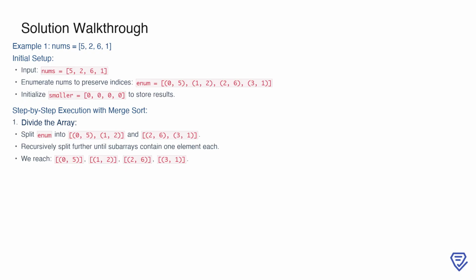The approach relies on a modified merge sort. In the divide step, we recursively split the enumerated array into smaller subarrays until each subarray contains only one element. For this example, we split (0, 5), (1, 2), (2, 6), (3, 1) into (0, 5), (1, 2) and (2, 6), (3, 1), and then further split these subarrays into (0, 5), (1, 2), (2, 6), and (3, 1). These single-element subarrays are now ready to be merged while counting smaller numbers.